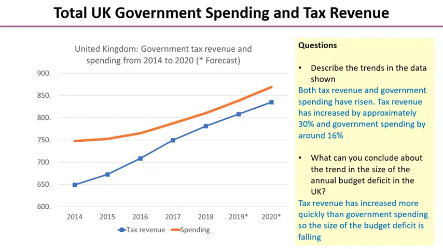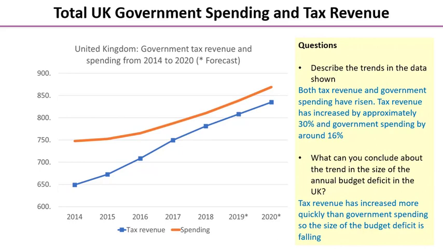You could have said more simply that tax revenue has risen by a greater proportion than government spending. You could potentially also have said that spending for the whole period has been above tax revenue. So there are a number of pieces of data there that you could describe. So the second question, what might you be able to conclude about the trend in the size of the annual budget deficit in the UK?